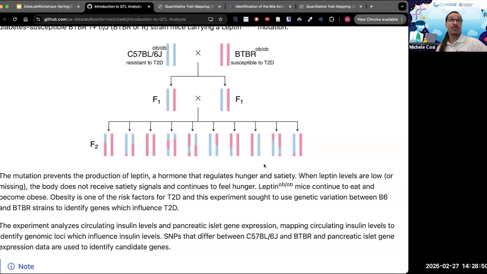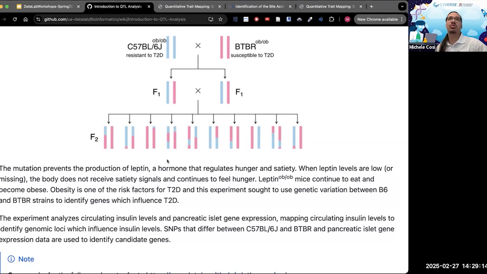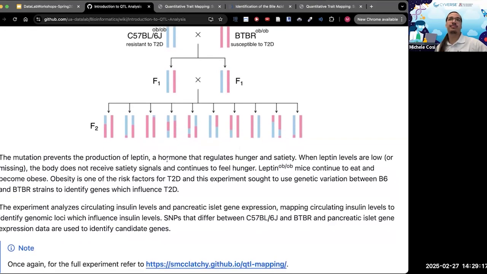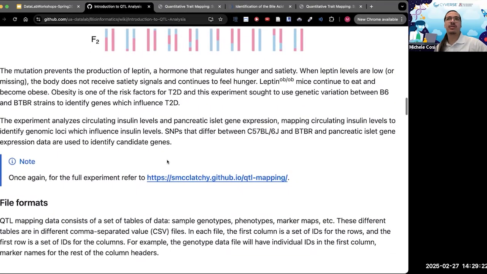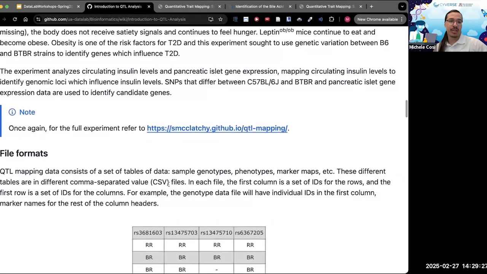I think it's wrong for me to say that this is pretty straightforward. However, recapping, we have a resistant strain crossing with a susceptible strain. We have a first generation, and we're using the data from the second generation in order to find out whether there are any QTLs related to type 2 diabetes, or excuse me, leptin production. The parameters themselves go into more detail on the topic.